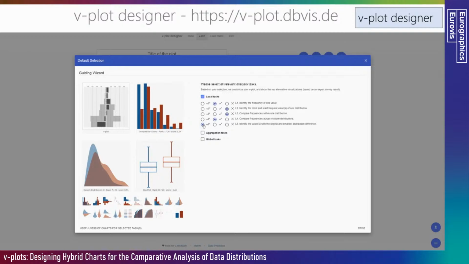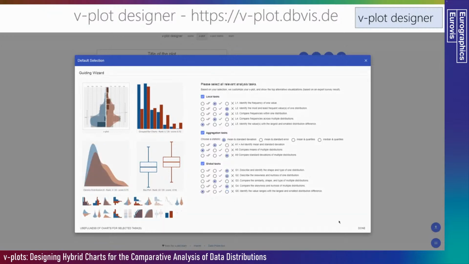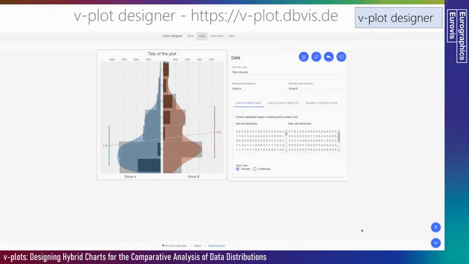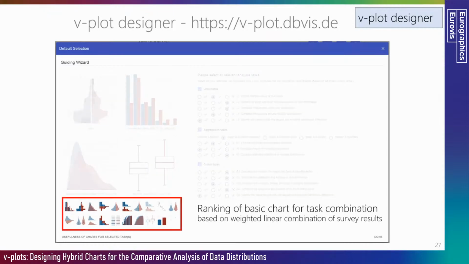In this example, the analyst wants to identify the frequency of one value, compare frequency across distributions, and identify the values with the largest distribution differences. Based on the selection, the V-plot is automatically adjusted by adding layers and adjusting the color of the visual elements. Similarly, tasks for aggregated and global tasks can be selected. Afterwards, the user can continue to adjust color, size, and so on using the normal GUI. Besides optimizing the V-plot, our guiding wizard also proposes a ranked list of basic charts for the selected analysis task. This ranking is based on a weighted linear combination of the Likert scale results in the survey.